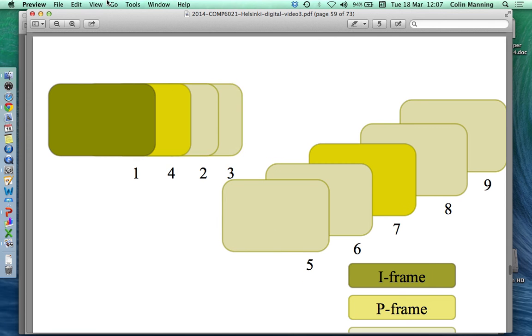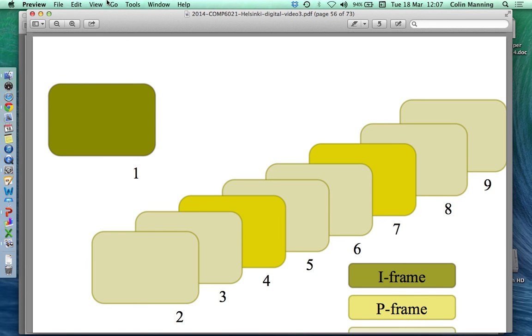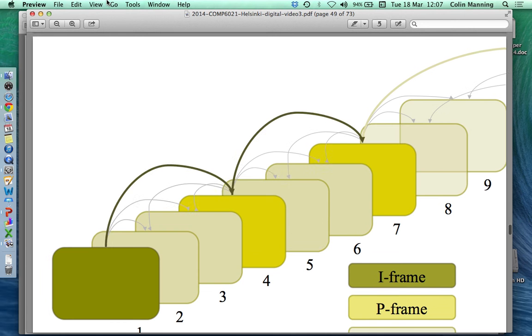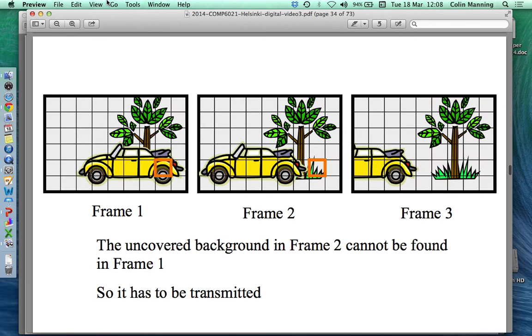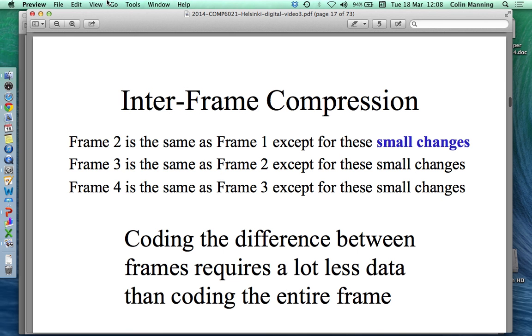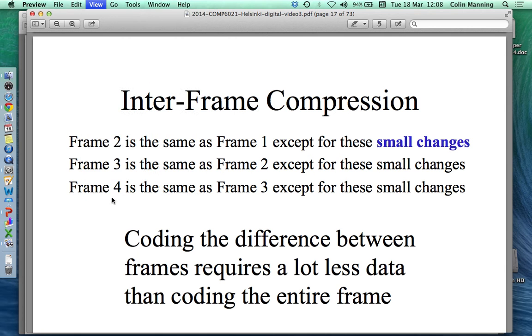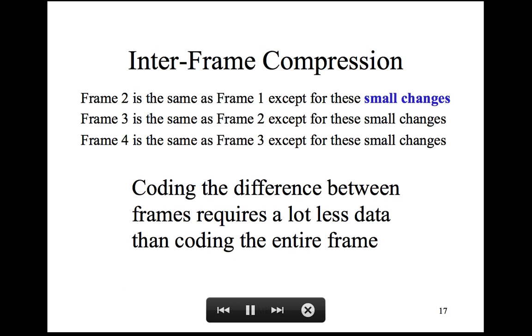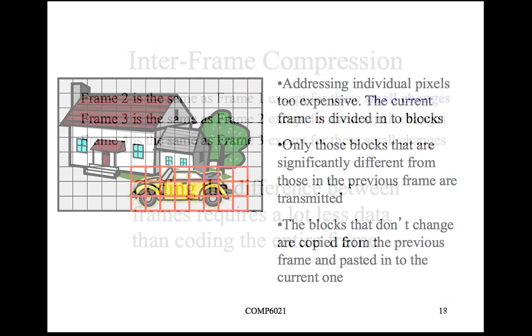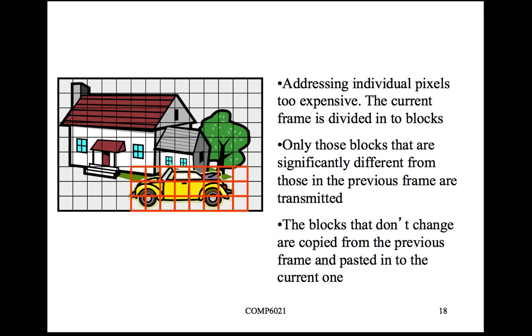So we had been looking at interframe compression and how one might reuse information from a previous frame to build the current frame. And the difference between the frames might actually be quite small, so we can exploit that.